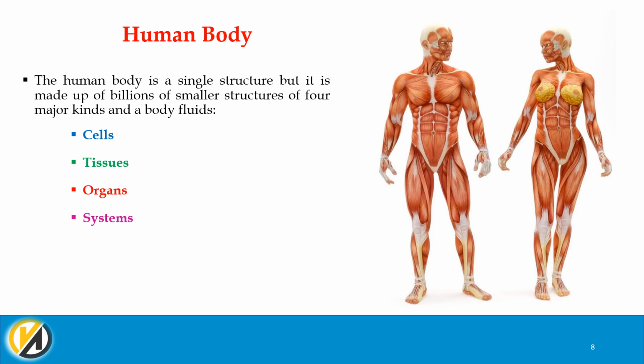As you can see in this picture, we consider a single person, his body or her body, as a single structure. But this single structure is made of billions of cells, tissues, organs, and systems.